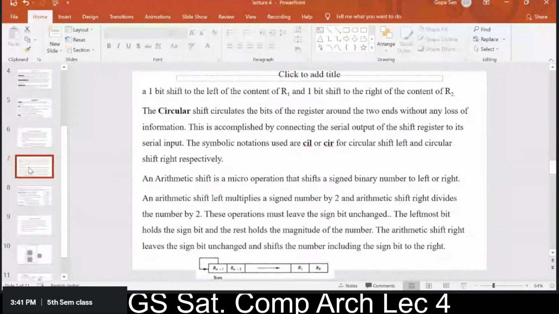Now, what is done in the signed magnitude representation format? One bit is reserved, and that is the MSB bit of the register, reserved to represent the sign bit. So if you have an n bit register, n minus one bits will be used to represent the magnitude of the number, and one bit, the MSB bit, at a fixed location, will be used to represent the sign of the number.